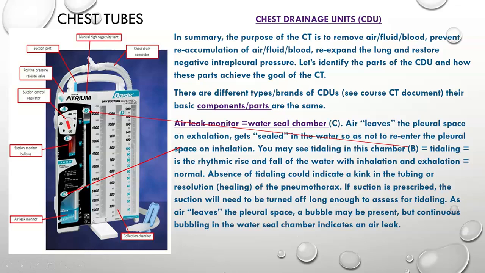Now, as far as the air leak monitor, the reason why it's called the air leak monitor is because if this air leak monitor is constantly bubbling, then that means there's an air leak. And you can see it's kind of like the bars on your phone where it's got 5, 4, 3, 2, 1. And you may see an occasional bubble pop in there if the patient's exhaling some air. But if you see continuous bubbling, then you have to think of an air leak.